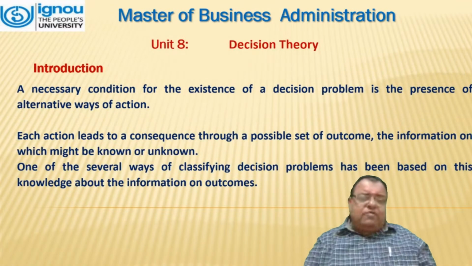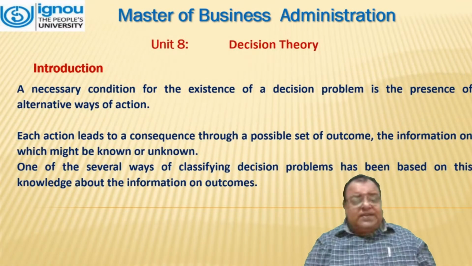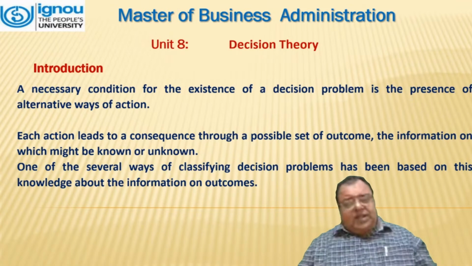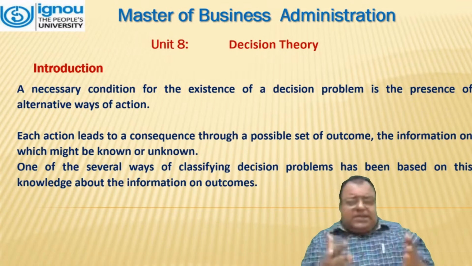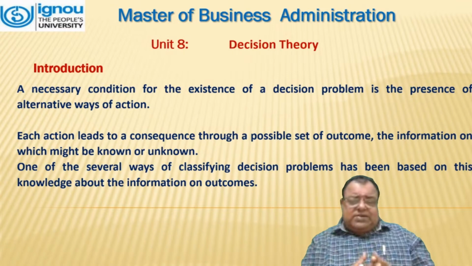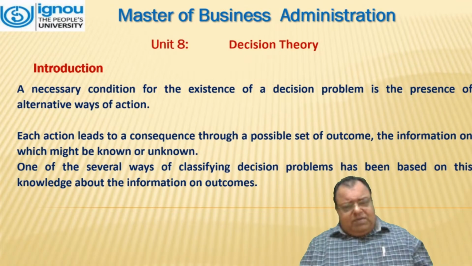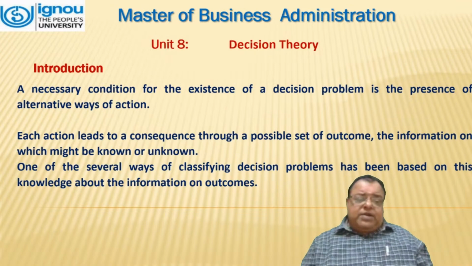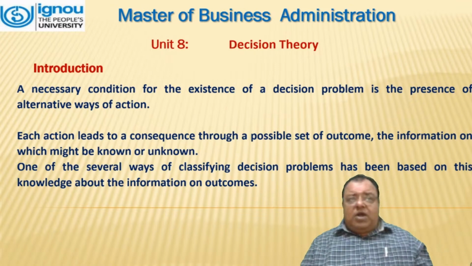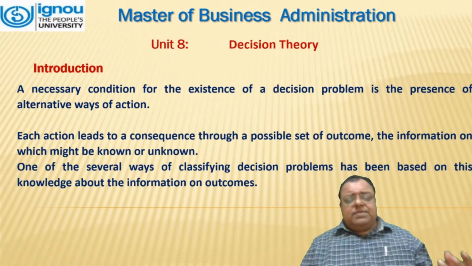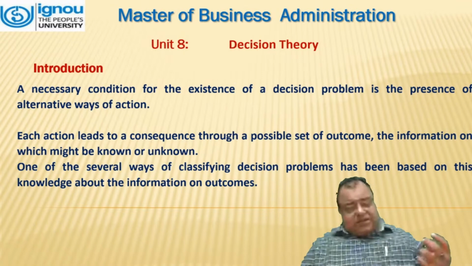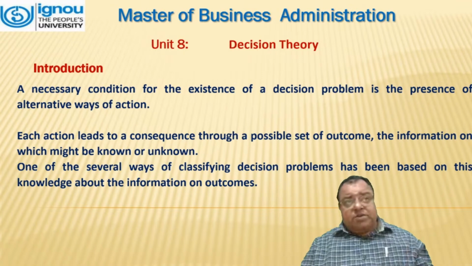Now we move to Unit 8, that is decision theory. A necessary condition for the existence of a decision problem is the presence of alternate courses of action. Each action leads to a consequence through a possible set of outcomes, the information on which might be known or unknown. One of the several ways of classifying decision problems is based on this knowledge about the information on outcomes.